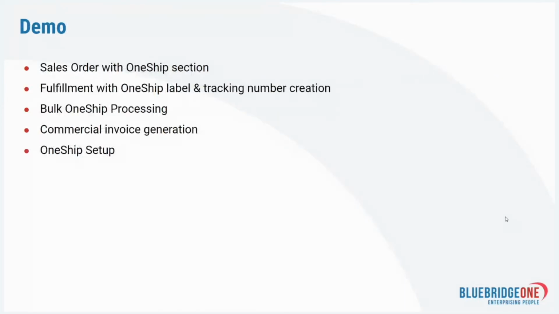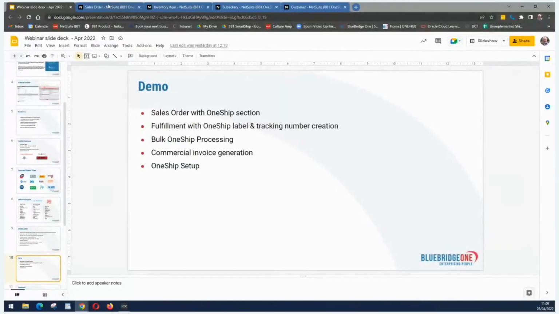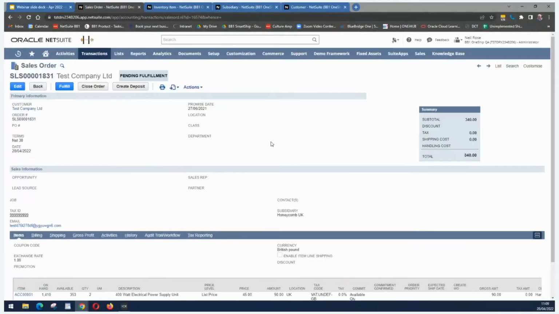So I'll just jump out of this presentation and go to a NetSuite account. This is a test account that NetSuite have given us. The response times in these accounts can be a little bit slow, so please bear with me if it's a bit sluggish. If it is, it isn't representative of what you'd expect to see in a production account. So I've got a pretty basic sales order here, which is now ready to fulfill.